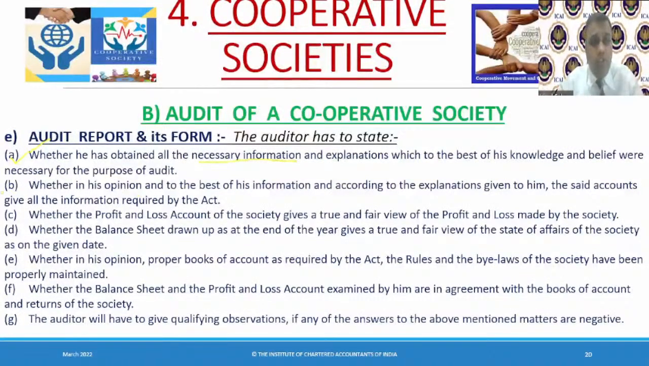Whether, in his opinion, to the best of his information and according to explanations given to him, the said account gives all the information required by the Act. Whether the profit and loss account of the society gives a true and fair view. Whether the balance sheet drawn up as at the year end gives a true and fair view. So profit and loss gives a true and fair view of the working of the society, and the balance sheet gives the financial health, the state of affairs as on a given date.